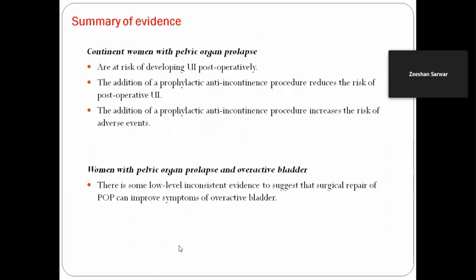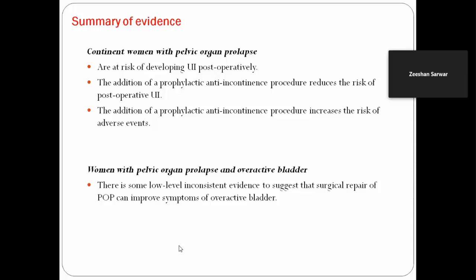Continent women with pelvic organ prolapse are at risk of developing urinary incontinence post-operatively. The addition of a prophylactic anti-incontinence procedure reduces the risk of post-operative urinary incontinence. The addition of a prophylactic anti-incontinence procedure increases the risk of adverse effects too. Women with pelvic organ prolapse and overactive bladder: there is some low-level inconsistent evidence to suggest that surgical repair of pelvic organ prolapse can improve symptoms of overactive bladder.